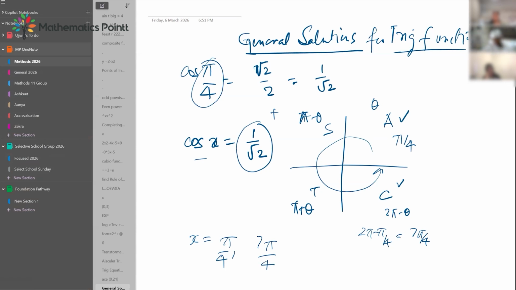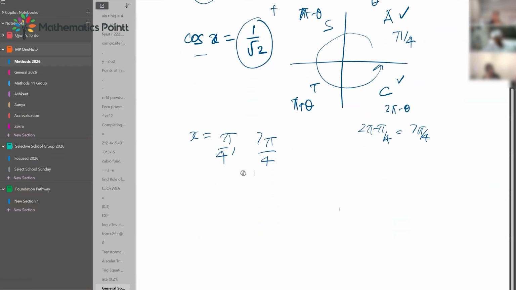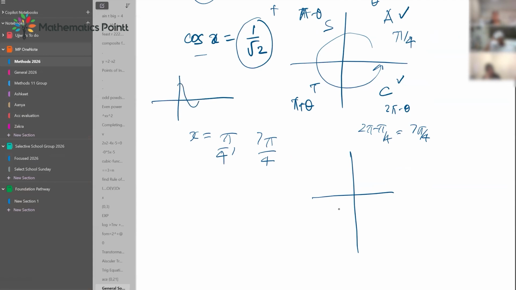Let me do a negative rotation now and try to see, because I'm not given anything in terms of domain. I can go on either side. I can go clockwise, I can go anti-clockwise, which means the wave is like this. I can go here or I can go here. This side is the anti-clockwise rotation, and this is the clockwise rotation.